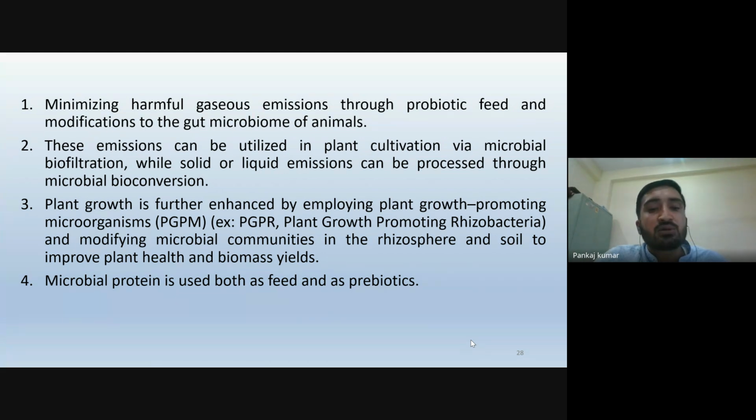Now, plant growth is further enhanced by employing plant growth promoting microorganisms (PGPM). One example is plant growth promoting rhizobacteria (PGPR), and modifying microbial communities in the rhizosphere and soil to improve plant health and biomass yield. Next, microbial protein is used as a feed and as a probiotic. So overall, this microbial protein can be utilized both as a feed for the animal and as a prebiotic.